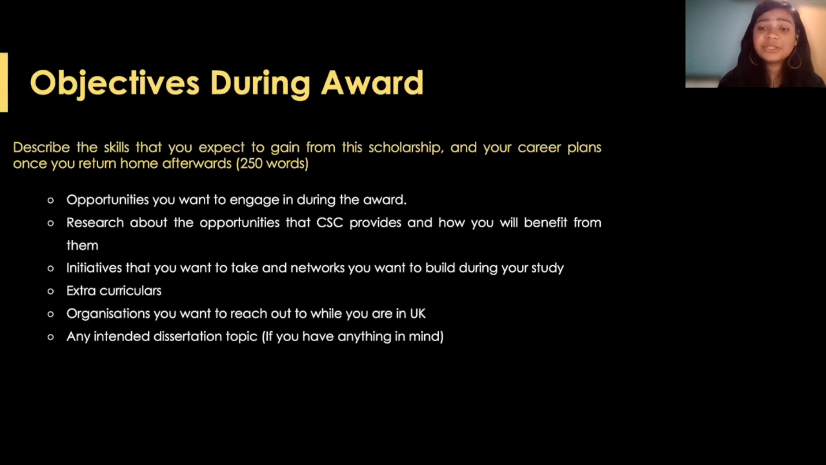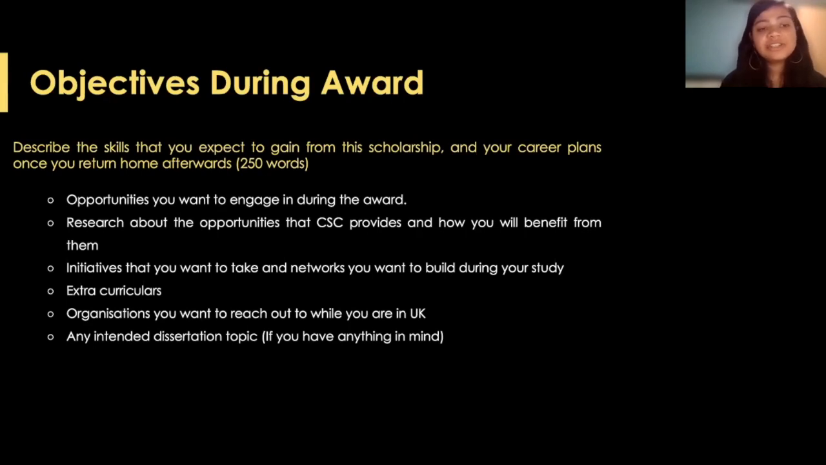There are lots of opportunities that are available for the scholars while they are on the scholarship, right? There are events such as Collab and Connect, of course. There are events that are done in association with the Cumberland Lodge. So research about these initiatives, it showcases that you're genuinely interested in a scholarship and that you see that there is a value in being a Commonwealth scholar.